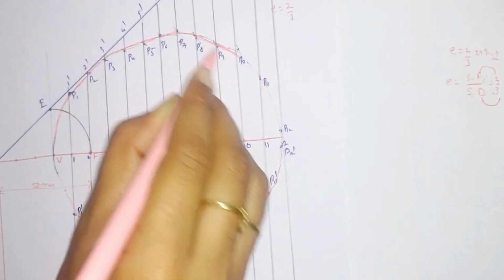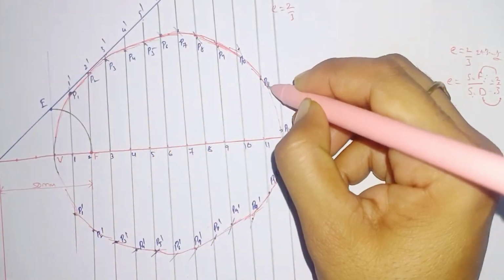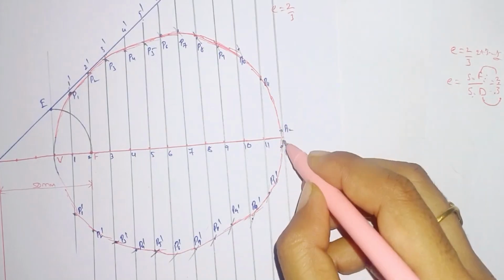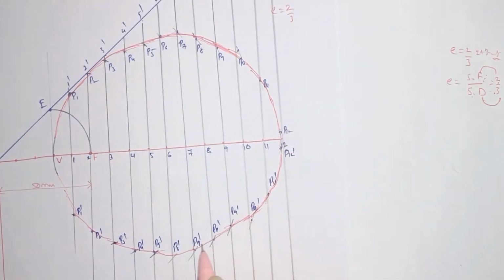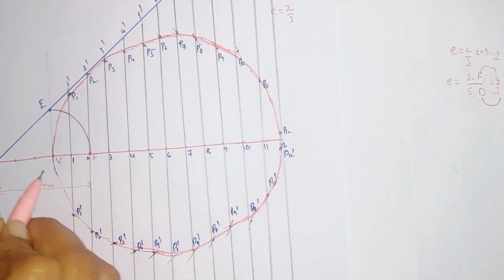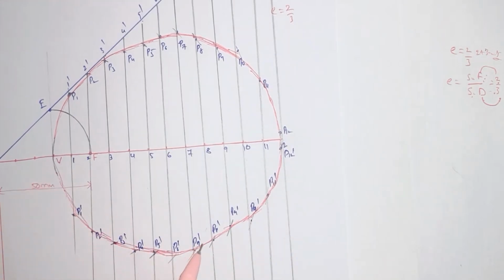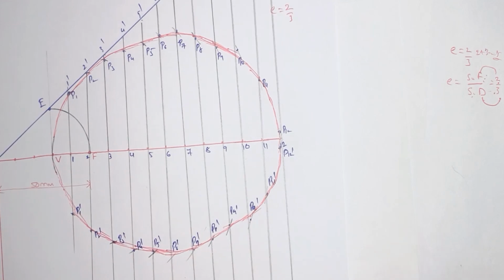After that, with a free hand you have to join the points lightly. Then after that you have to make it dark. Then it is easy to join the points. Then this is the ellipse curve. This is the ellipse.